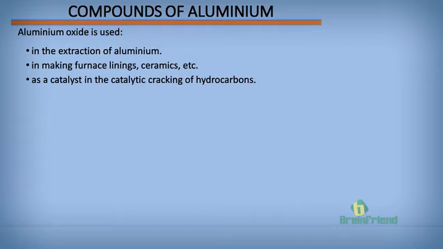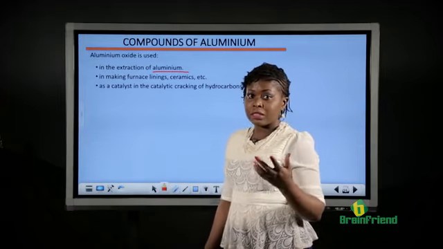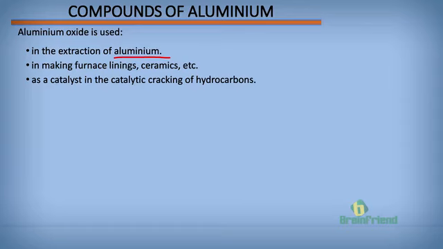Now, aluminium oxide is used in the extraction of aluminium. Of course, we saw how we extract aluminium from aluminium oxide in the electrolytic process. So it is used when we want to extract the pure aluminium metal. It is also used in making furnace linings, in making ceramics, etc. It's also used as a catalyst in the catalytic cracking of hydrocarbons.